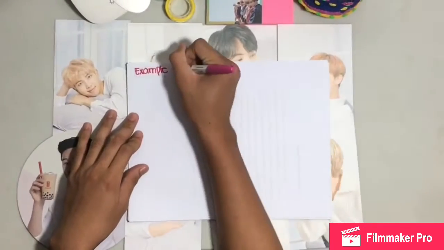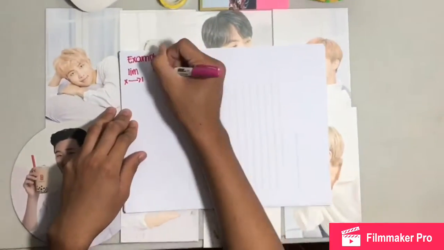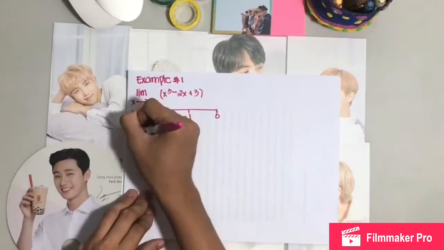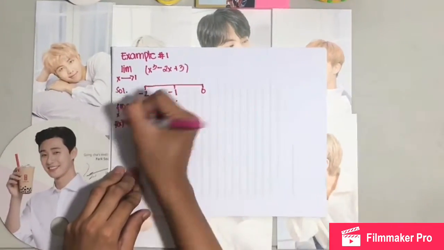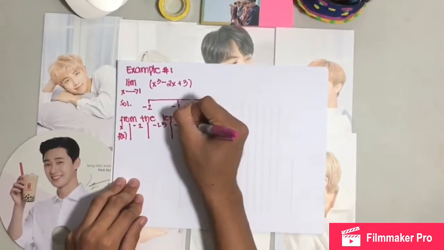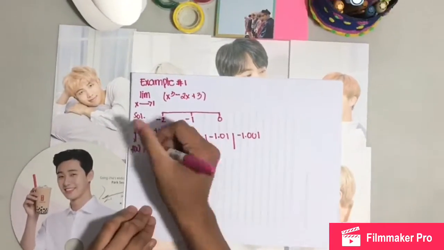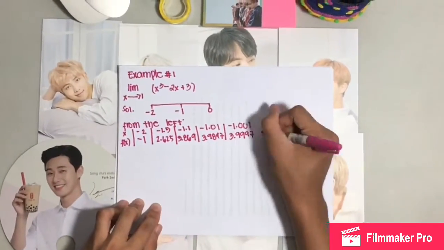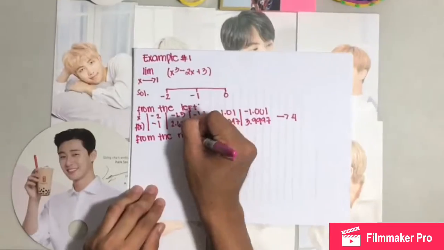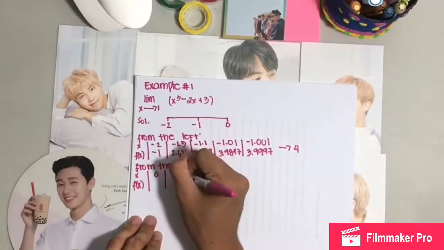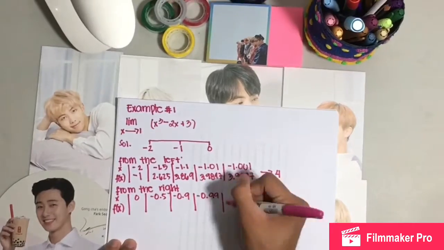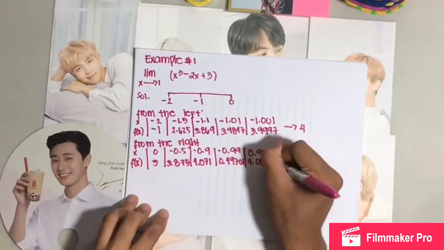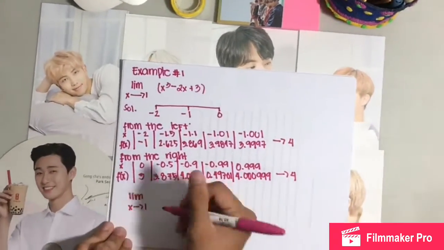Example number 1, finding the limit as x approaches 1. Now we are going to find the left side limit and the right side limit. Coming from the left side, we need values that are slightly lesser than 1. And now, coming from the right side, we are going to choose values that are slightly bigger than 1. Therefore, the limit as x approaches 1 of x cubed minus 2x plus 3 is equal to 4.